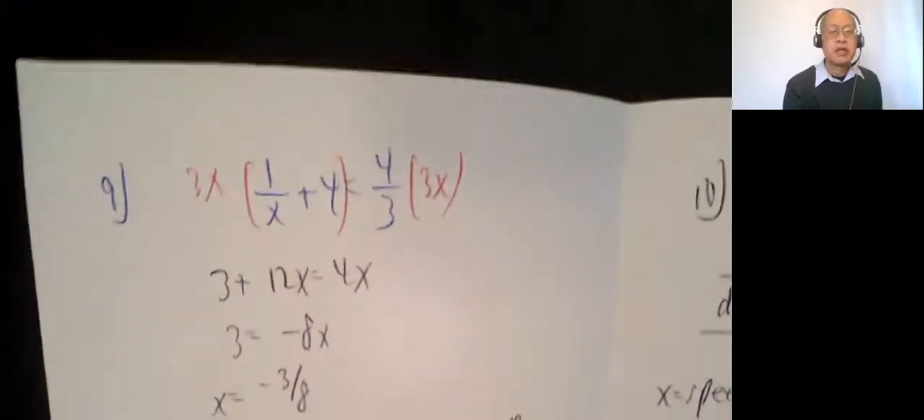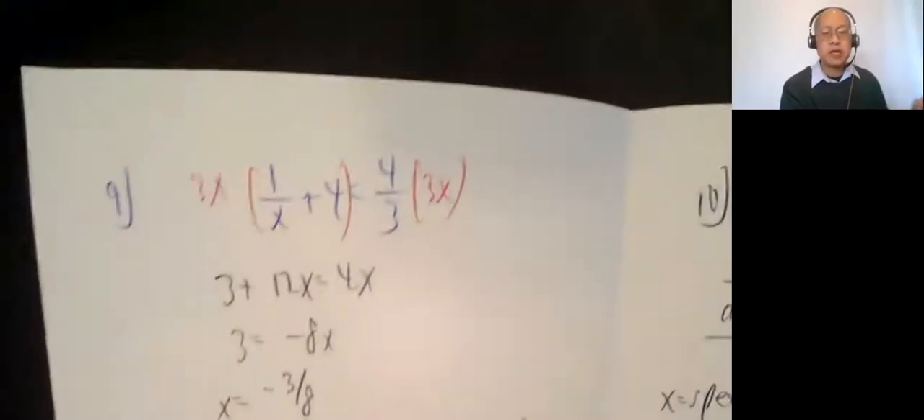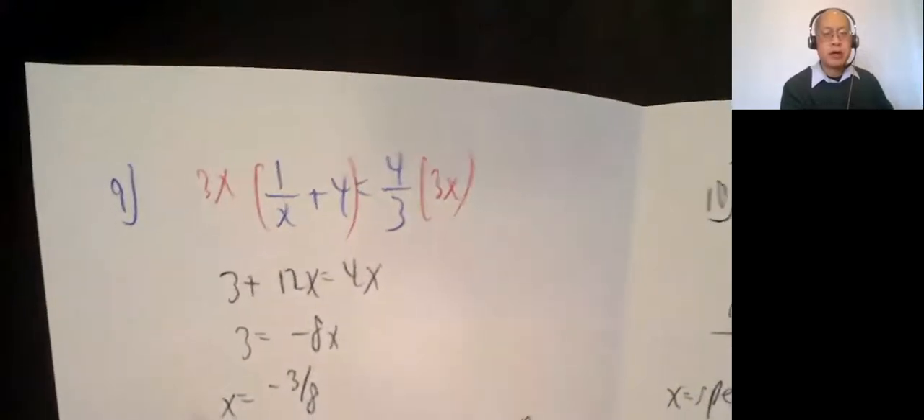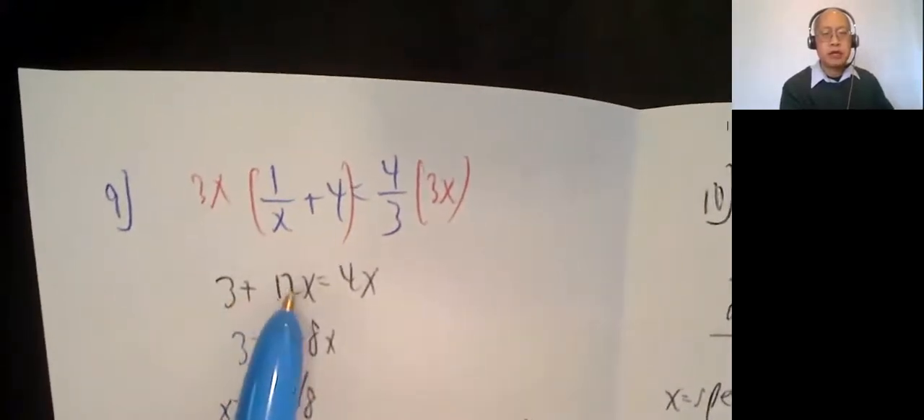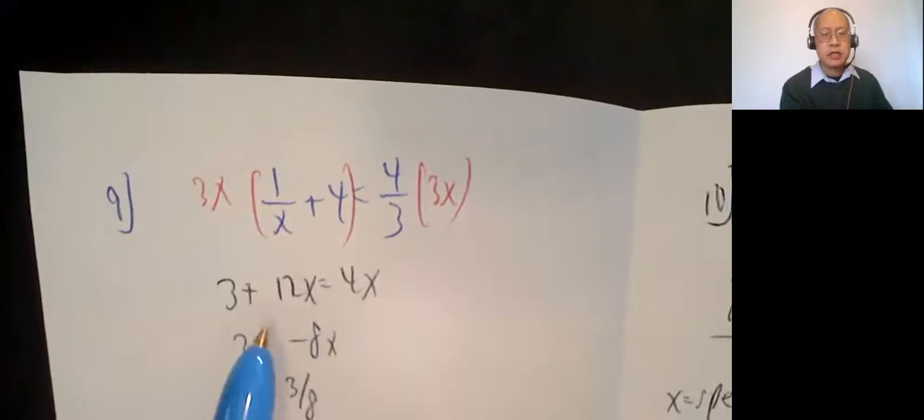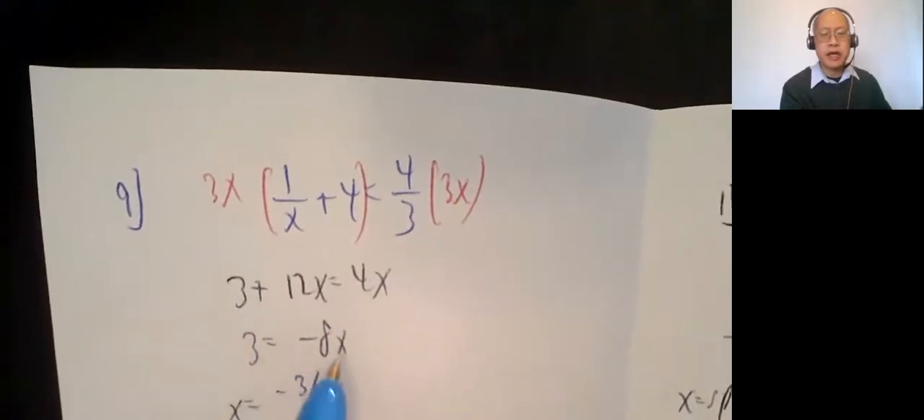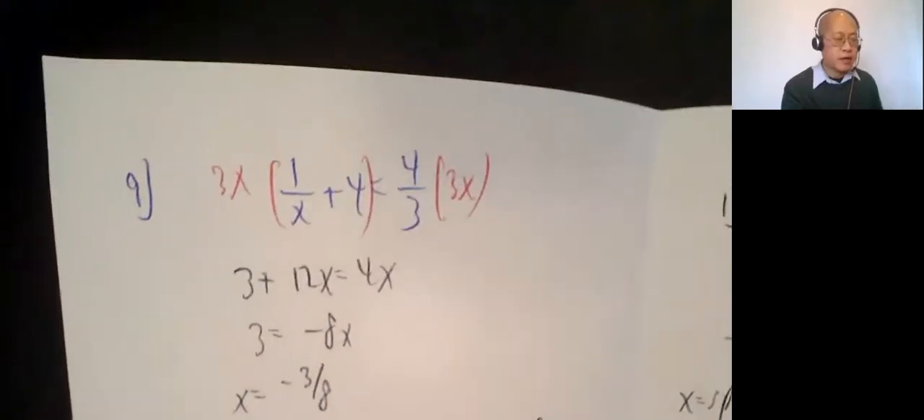Number 9, solve the equation. The easiest thing to do is clear the fractions. Multiply both sides by 3x, the common denominator. 3 plus 12x equals 4x. Subtract 12x, 3 equals negative 8x. Divide by negative 8, x is negative 3/8.